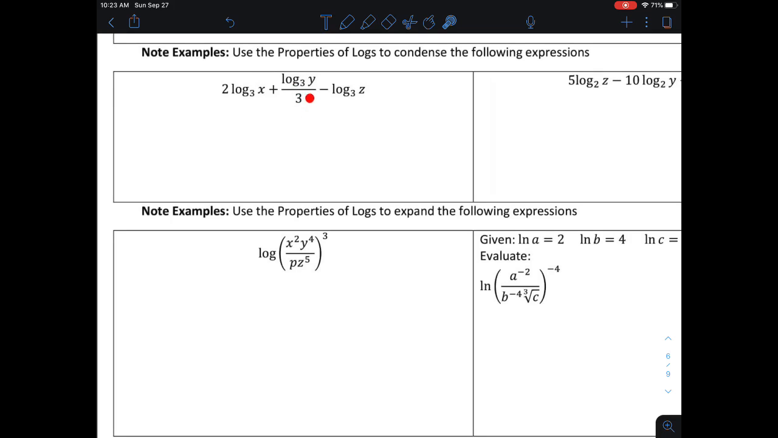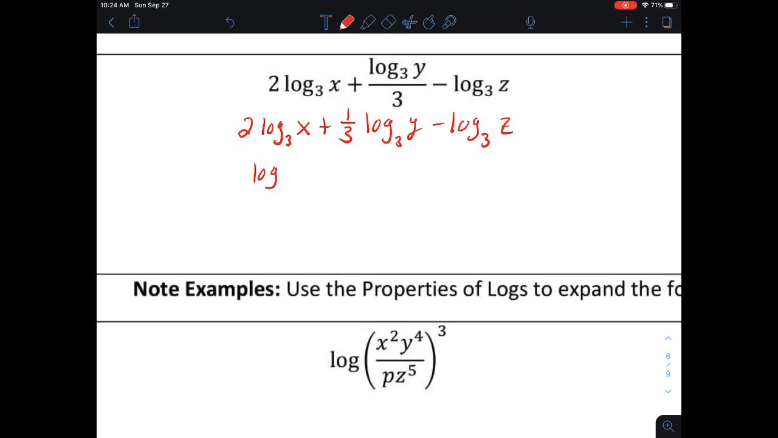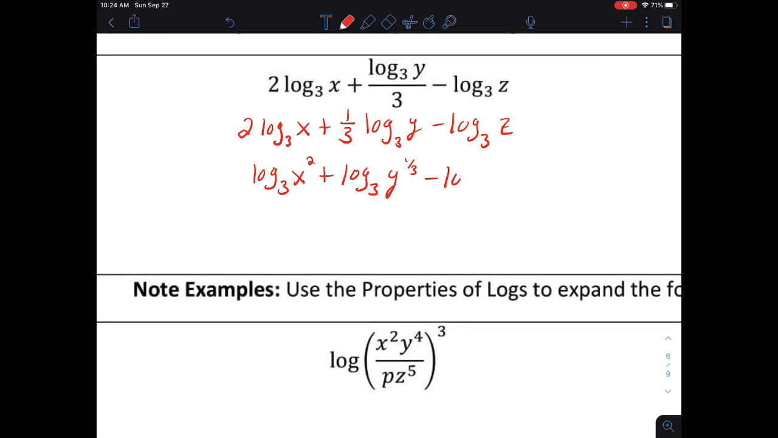Now, the problem is, what about this division by 3? It may be helpful to remember that if I am dividing by a number, in this case dividing log base 3 of y by 3, it's the same thing as multiplying by the reciprocal of that number. So I'm really multiplying by 1/3. Now I can take all my coefficients and make them the exponents. So I have log base 3 of x squared plus log base 3 of y to the 1/3 power, which is really the cube root, minus log base 3 of z.